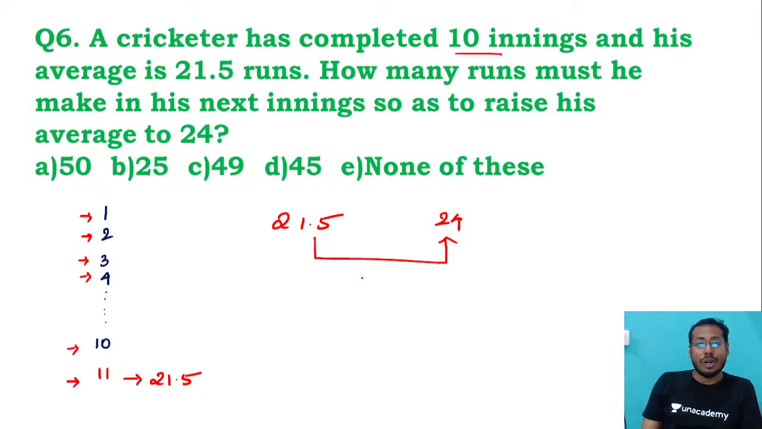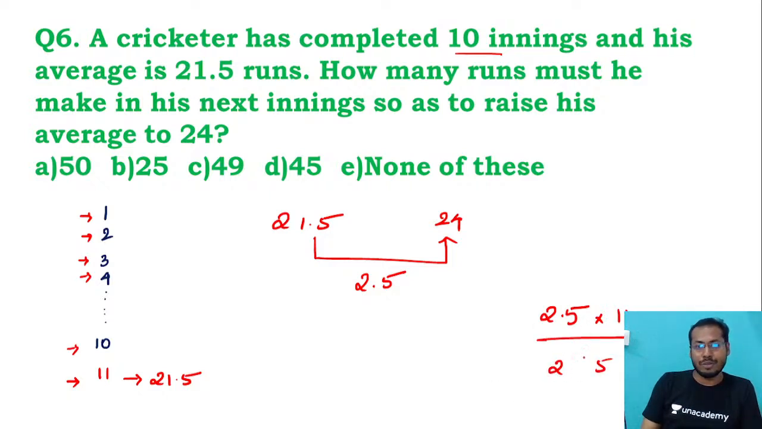That means he wants to increase his average by 2.5 runs. For the average to increase by 2.5, all the matches should increase by 2.5. If the average is increased by 1, everybody inside the group will be increased by 1. That is the concept. So if the average needs to increase by 2.5, all the 11 matches should increase by 2.5.